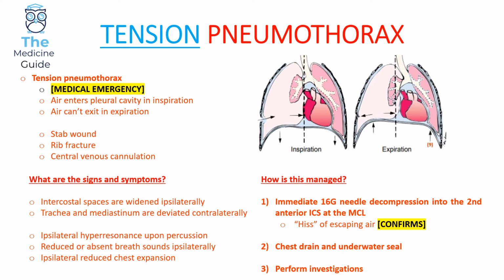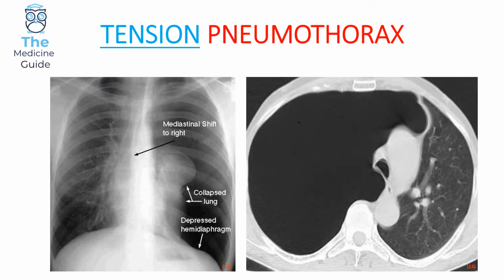So the management for these patients is that we need to perform immediate needle decompression into the second anterior intercostal space of the midclavicular line, and this hissing of escaping air will confirm that the patient is suffering from a tension pneumothorax. Afterwards we need to perform a chest drain and attach an underwater seal, and then we can perform investigations, because the first important thing is that we need to manage the patient because it's a life-threatening condition, and then we can do investigations later on to confirm our diagnosis.